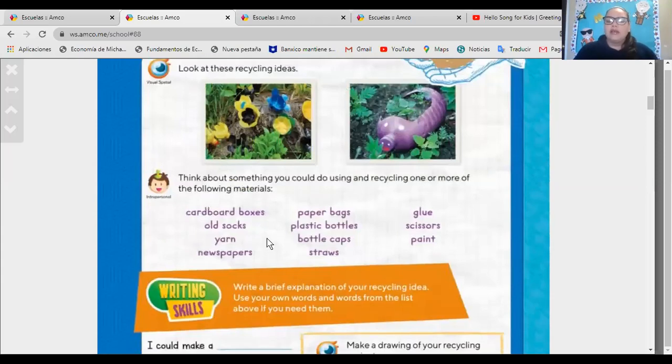Can we recycle cardboard boxes? No. Can we recycle old socks? Yes. Can we recycle yarn? I don't know. Can we recycle newspapers? I don't know. Okay, I know the answers, but I want you to think about it, okay? And please, circle with your pencil which materials you would like to recycle, okay?